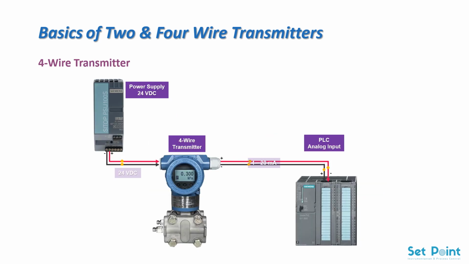A 4-wire transmitter has 2 wires connected to a power supply, and 2 signal wires connected to the PLC or DCS. The power supply can be AC or DC depending upon the vendor and model.